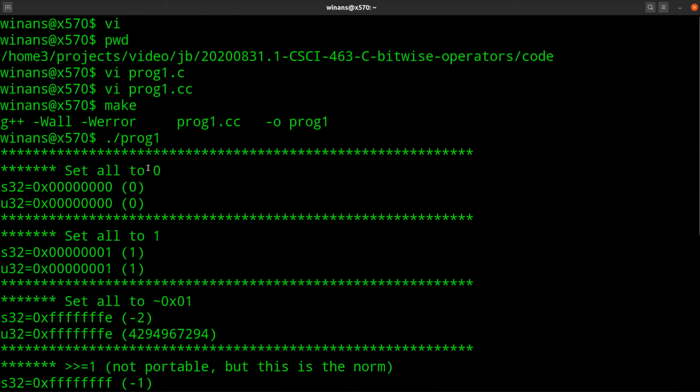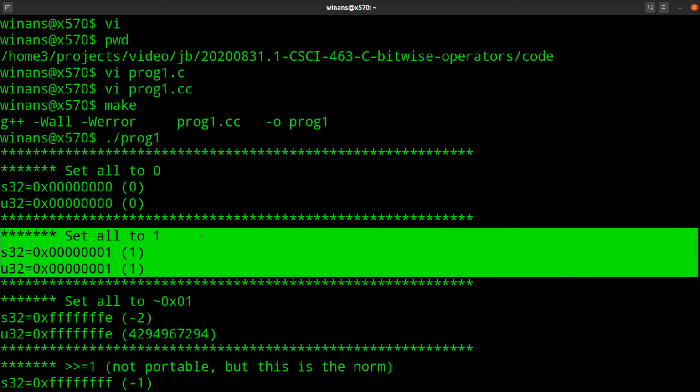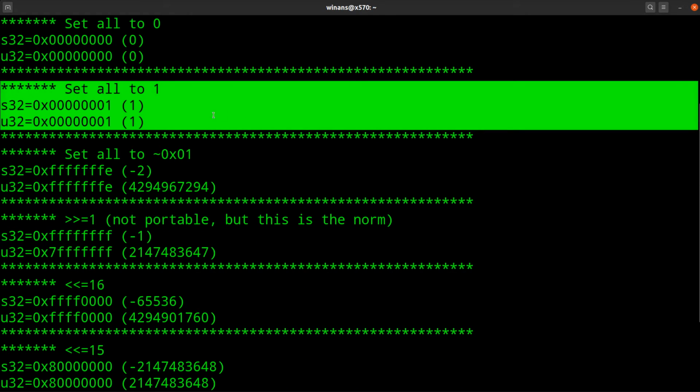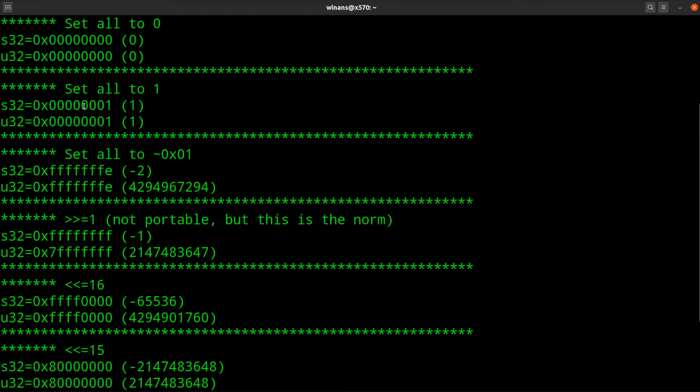So I run this program, I set them all to 0 and print it out. I set them all to the value 1 and print it out. Okay, that's brain dead simple. I then set both of them to this tilde hex 1. Well, that's the opposite of this, bit for bit. All zeros followed by a single 1 bit is all 1 bits followed by a single 0 bit. Again, this E right here is 1, 1, 1, 0.